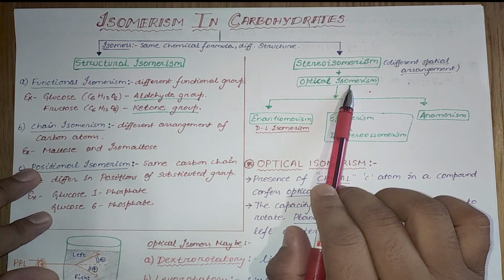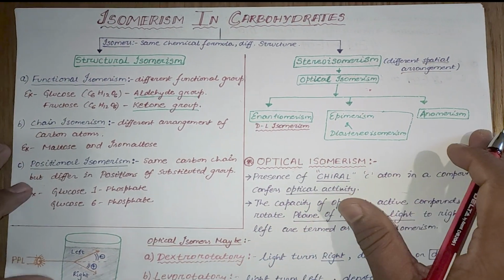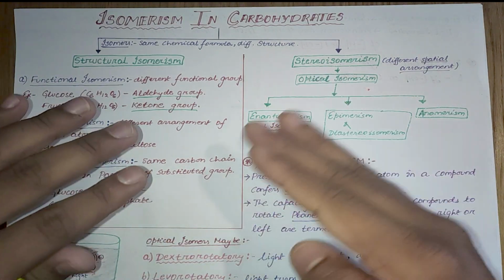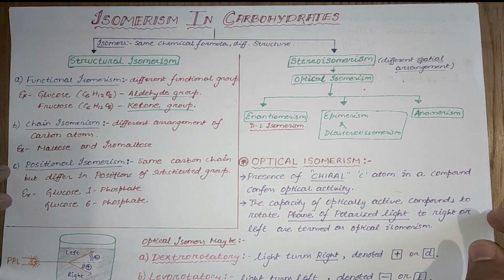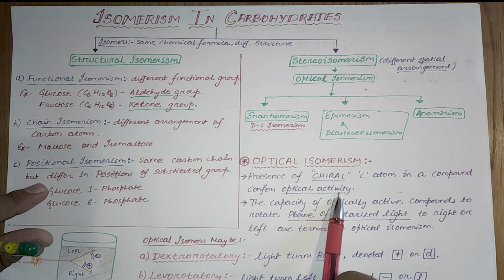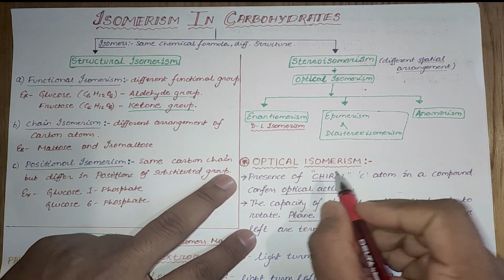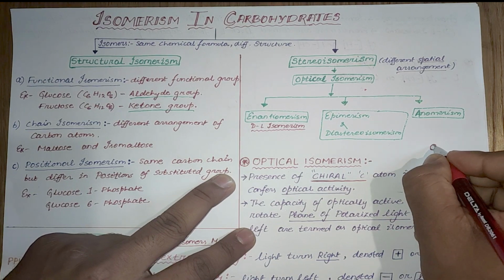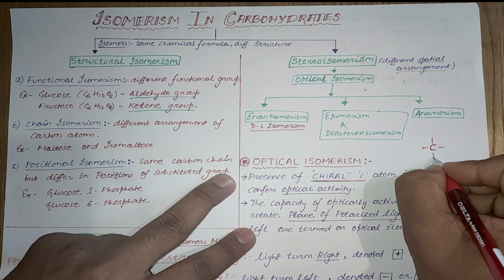What do you mean by optical isomerism? Optical isomerism means there will be a compound or a monosaccharide that is optically active and showing isomerism. First of all, we should know what optically active means. A compound is said to be optically active if it has a chiral carbon atom. When a compound has a chiral carbon atom, it means the carbon atom is bonded with four different types of atoms or molecules.